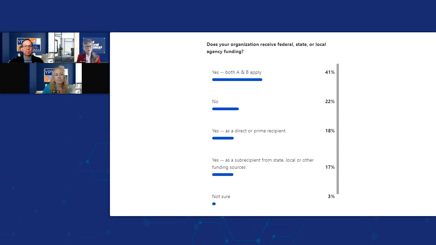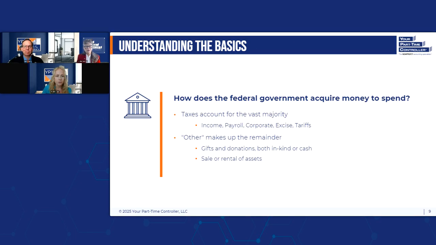So we did not name this section Understanding the Basics without wanting to start at the very fundamental level. Derek, as you mentioned, please bring us back to Elementary Civics 101. How does the government acquire the money to spend?